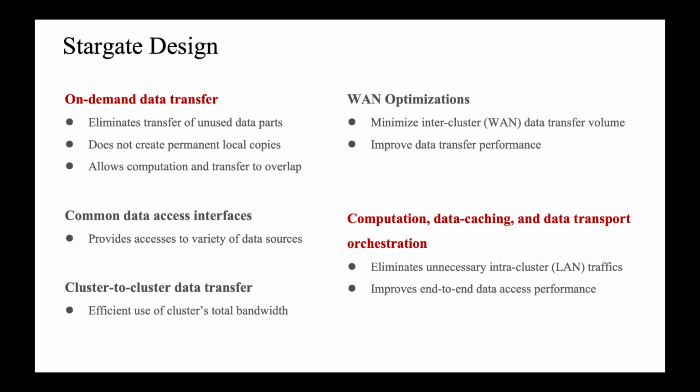First, Stargate uses on-demand data transfer. On-demand data transfer eliminates transfer of data parts that are ultimately unused. It also does not create permanent local copies, which requires active management. On-demand data transfer also allows computation and transfer to overlap, so it can use computing resources more efficiently.